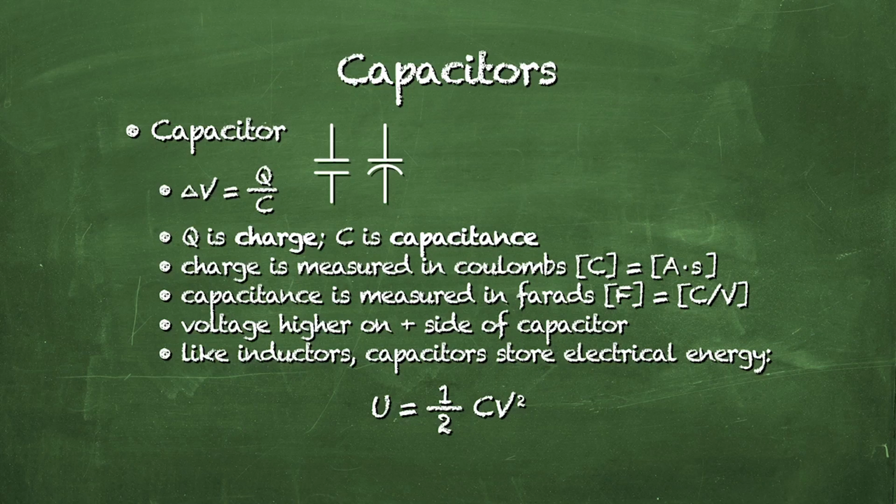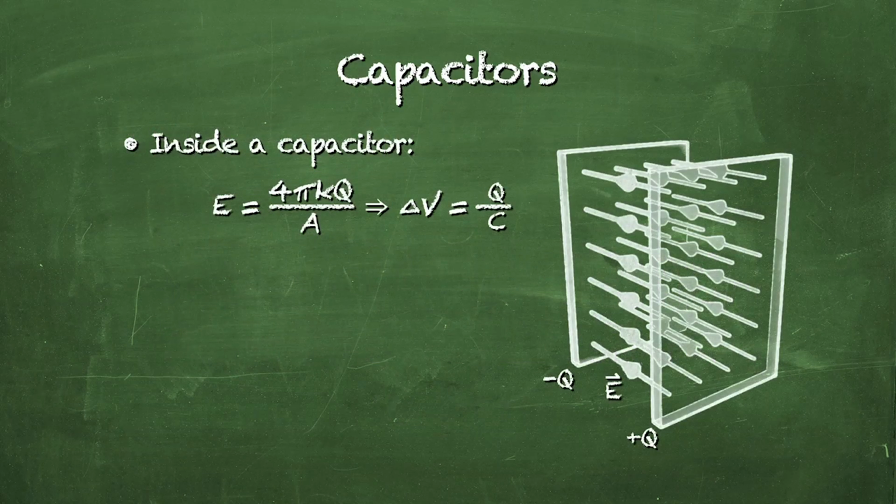What is the physics behind the equation delta V is equal to Q over C? Well, inside of a capacitor, what you basically have are two parallel plates with a gap in between them, like in this diagram. We put a positive charge on one plate, plus Q, and a negative charge on the other plate.